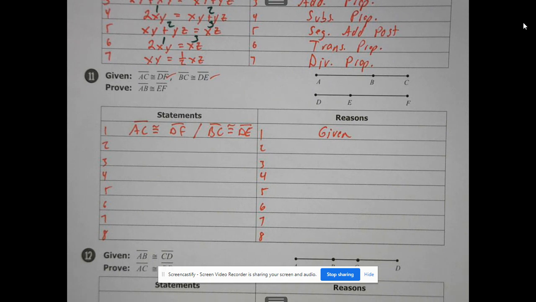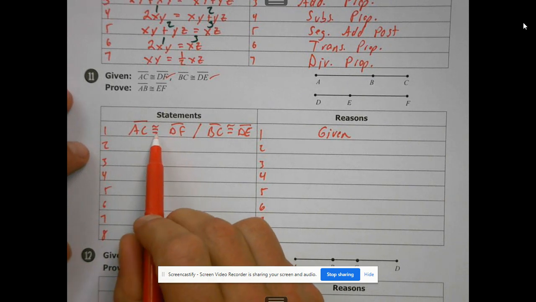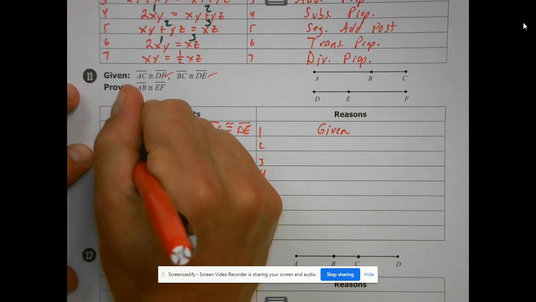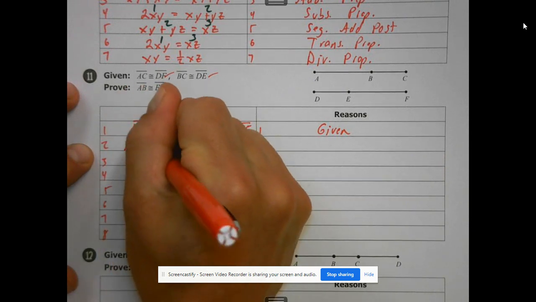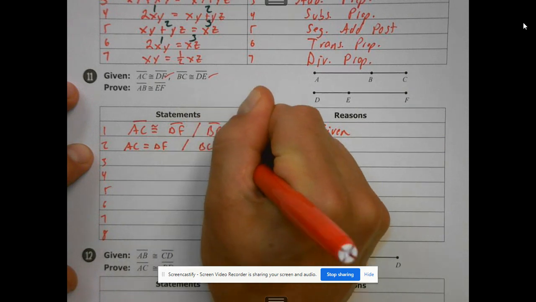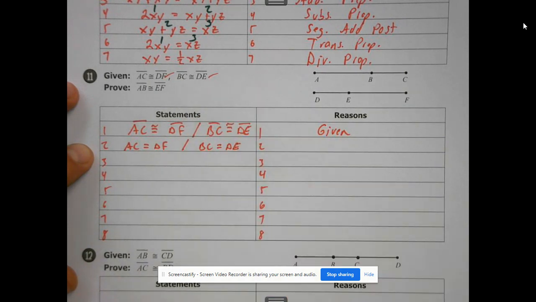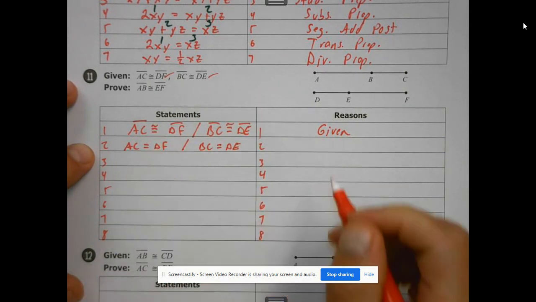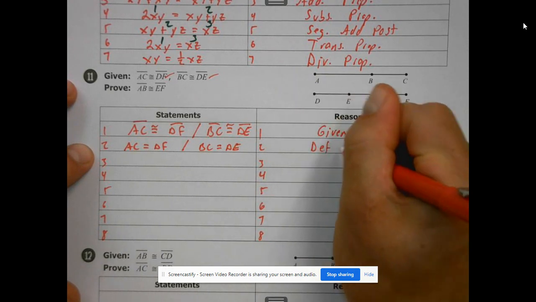Okay. Let's go to work here. My first step, guys, I am going to take my congruent sign and change it to an equal sign. So AC is equal to DF, and BC is equal to DE. I just went from congruent sign to equal sign. That's definition of congruence.